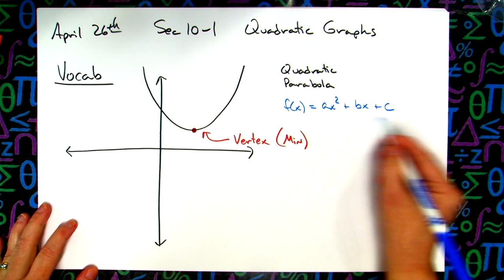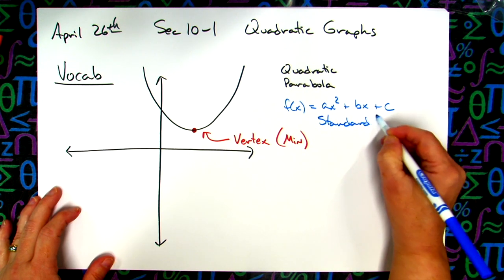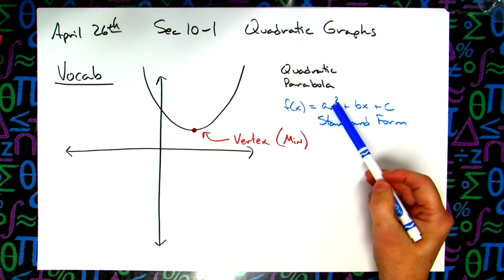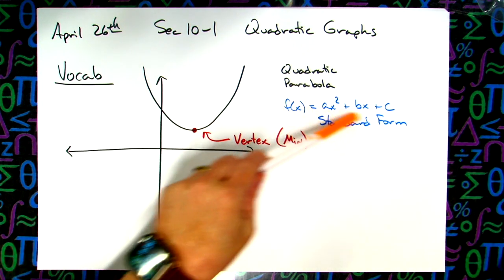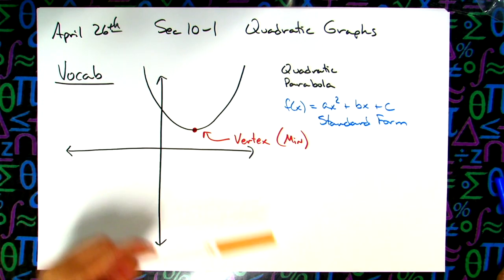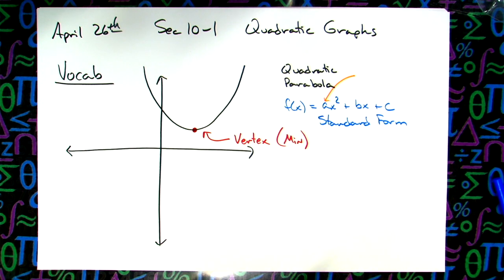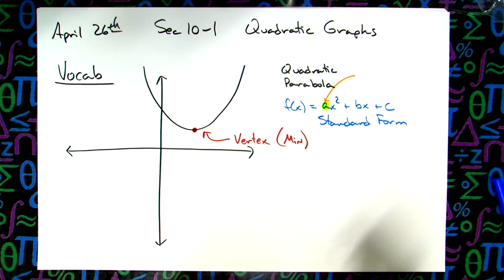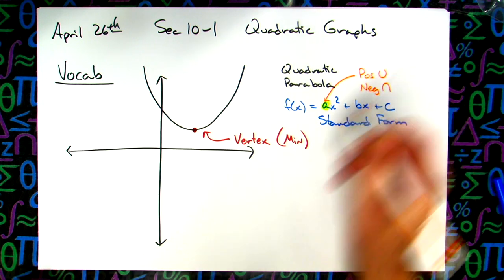Now, when it's written in this form right here, that is called standard form. So there's another vocab. We've also talked about standard form with our polynomials. When we were adding and subtracting polynomials, we wrote them in standard form because the exponents were in decreasing order. Now you're going to be able to look at this standard form and decide whether it's going to be upright or upside down, because you're going to take a look at the a coefficient, or that number in front. When that number is positive, it's an upright U. When it's negative, it's an upside down U.